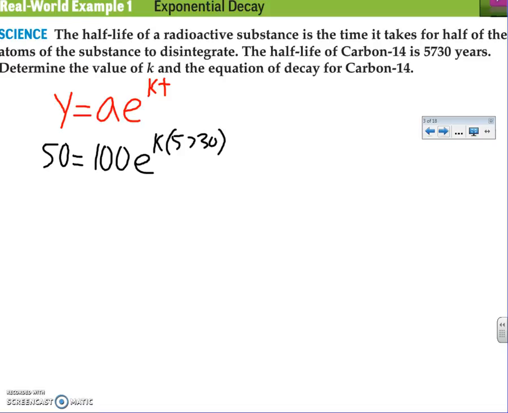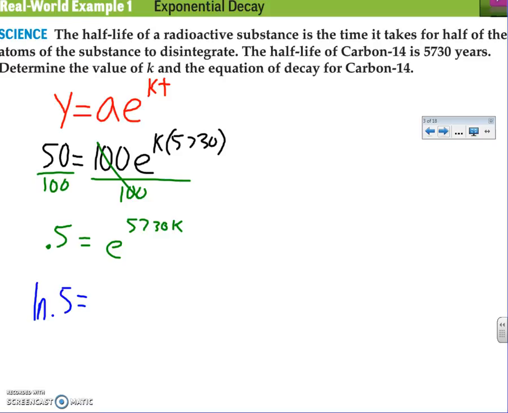Now I'm going to solve for k. Let's get rid of this 100 first by dividing by 100. So this is basically 0.5, or you can leave it as 1/2, your choice. But no matter what numbers you pick, it should be 0.5 if you're trying to find k. Now this is e to the 5730k. I've got to bring that k down. I have e, so I'm going to ln both sides. So ln of 0.5 equals the ln of e to the exponent. Using the property of logarithms, this cancels. You can always bring exponents down.